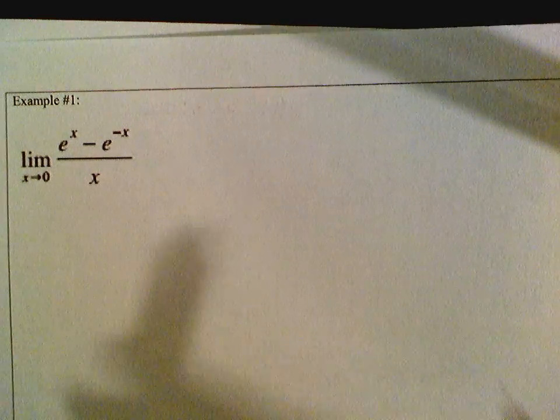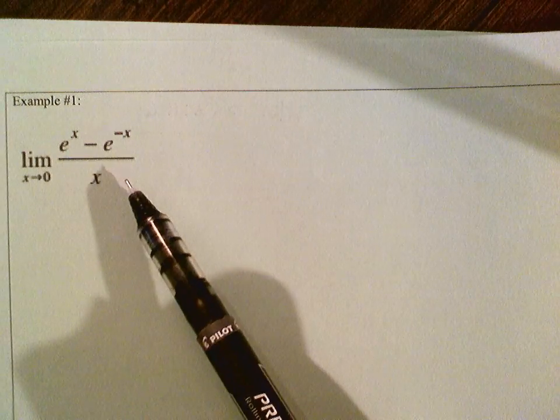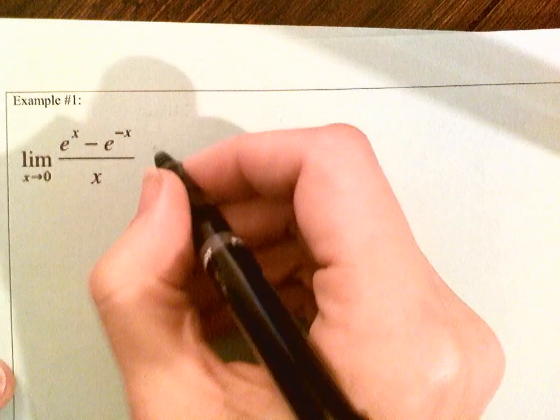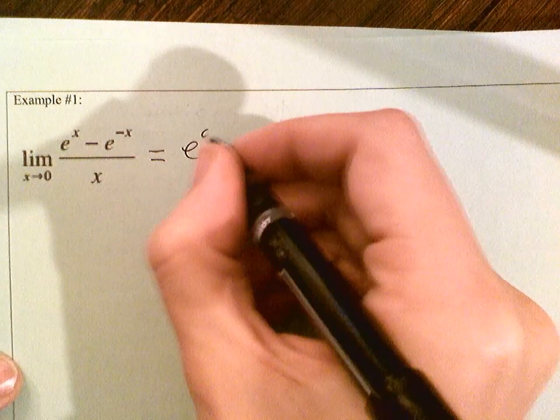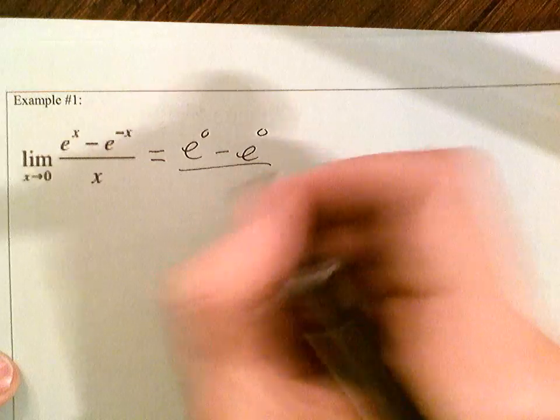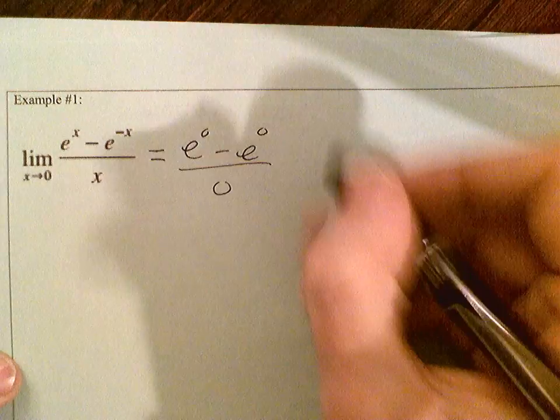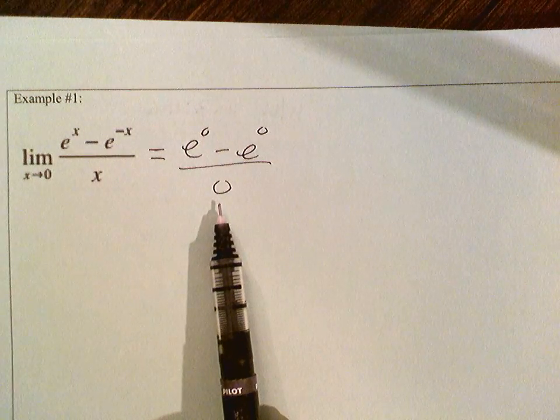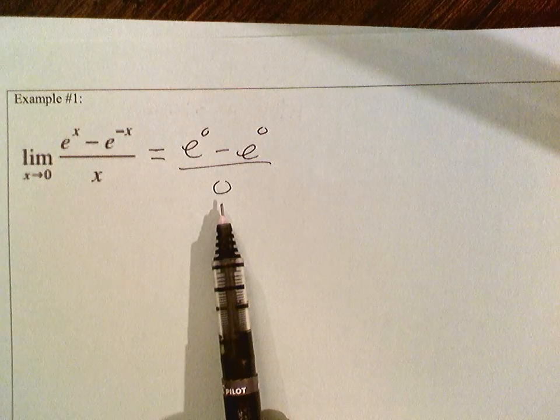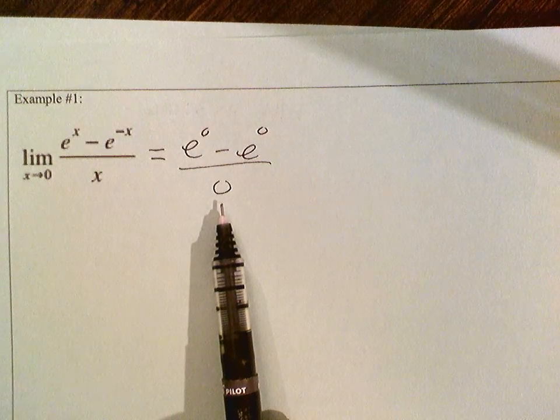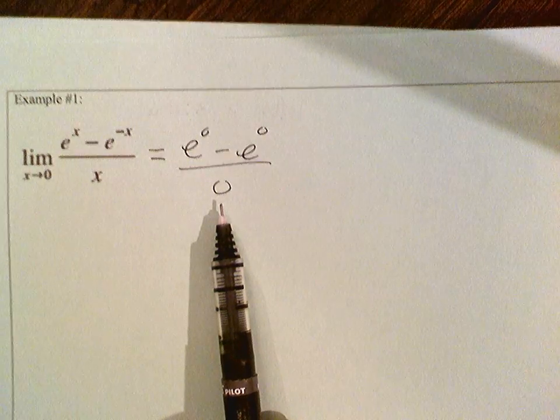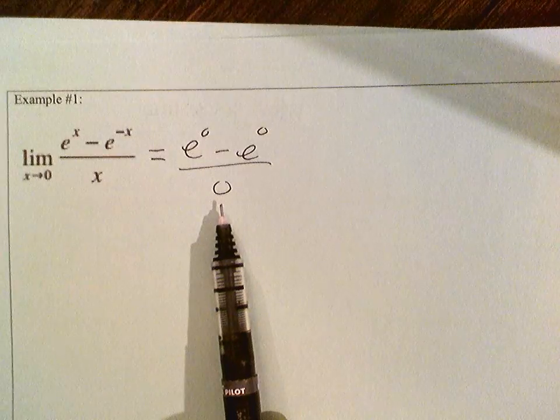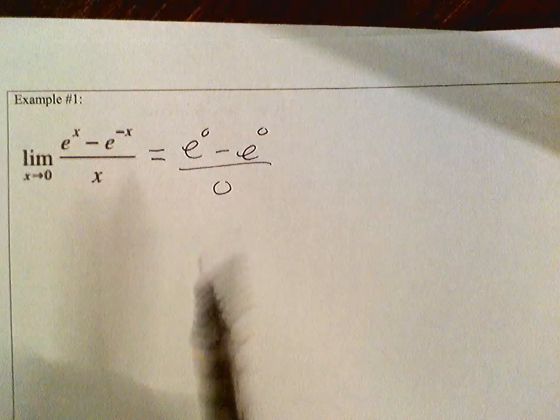Okay, so I'm evaluating a limit. The limit as x approaches 0 of this function here. The first thing you try when you're doing a limit is direct substitution. So if I direct substituted, I would end up with e to the 0 minus e to the 0 over 0. Now already I've got a problem because I know I've got 0 in the denominator, and so I'm not going to be able to even use direct substitution. But the reason why I'm doing this is because maybe I'll end up with an indeterminate form, 0 over 0 or infinity over infinity, in which case I'll be able to apply L'Hopital's rule.